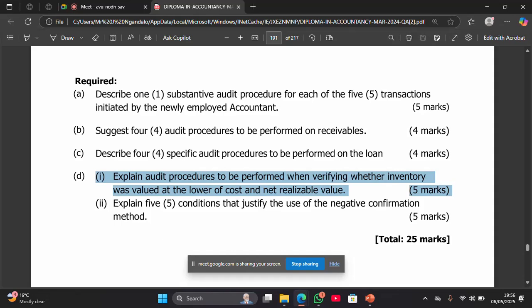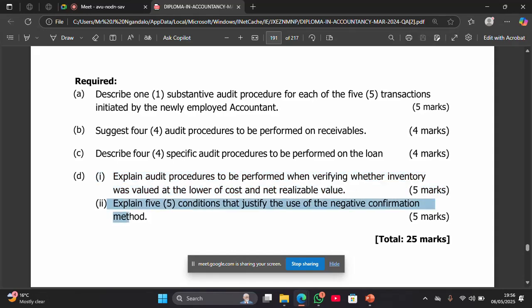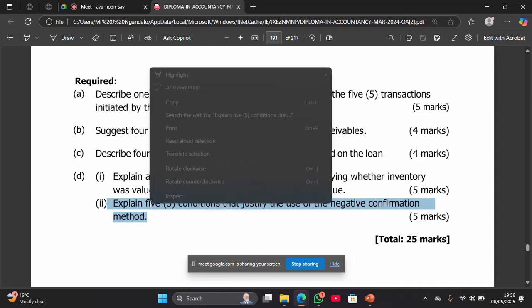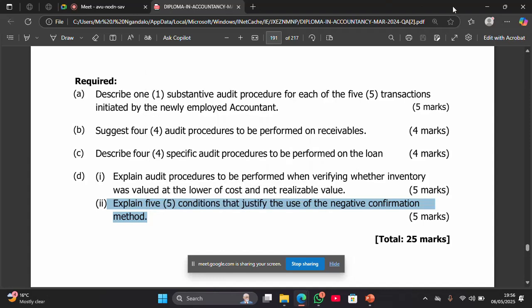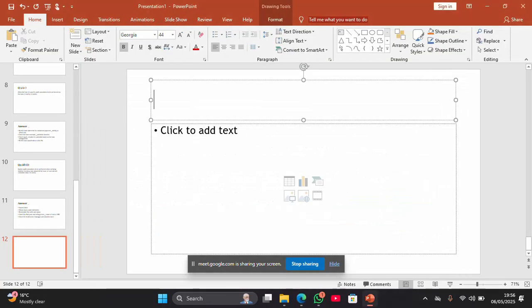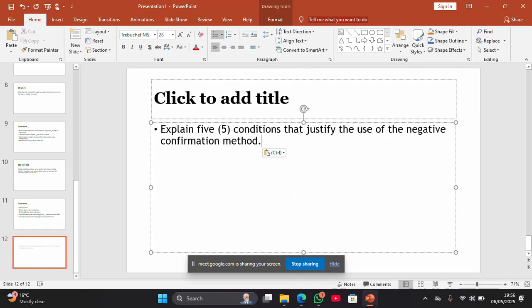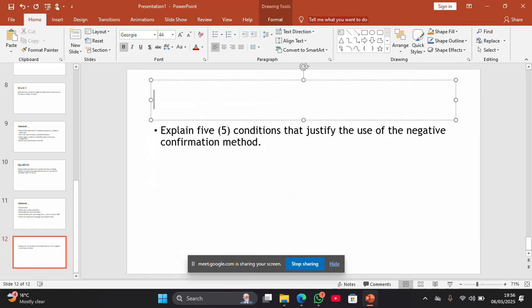This is now the issue of the loan. This is what? Question 5, D2, right?